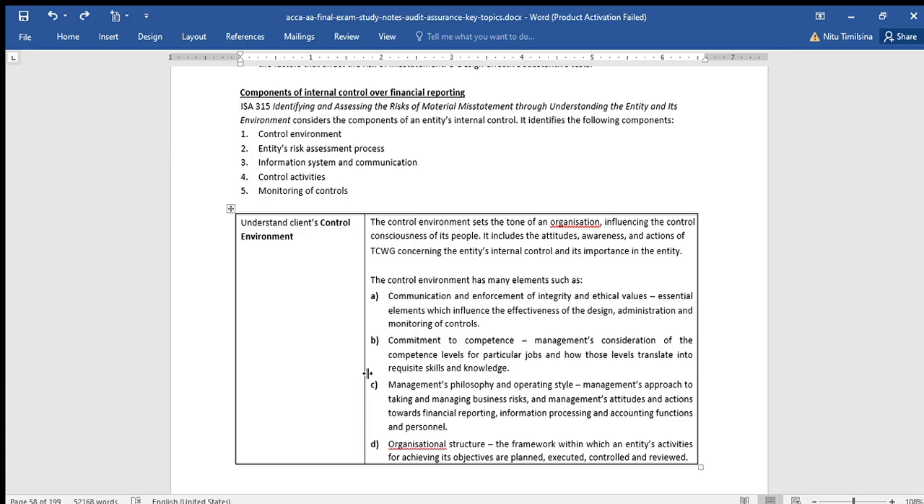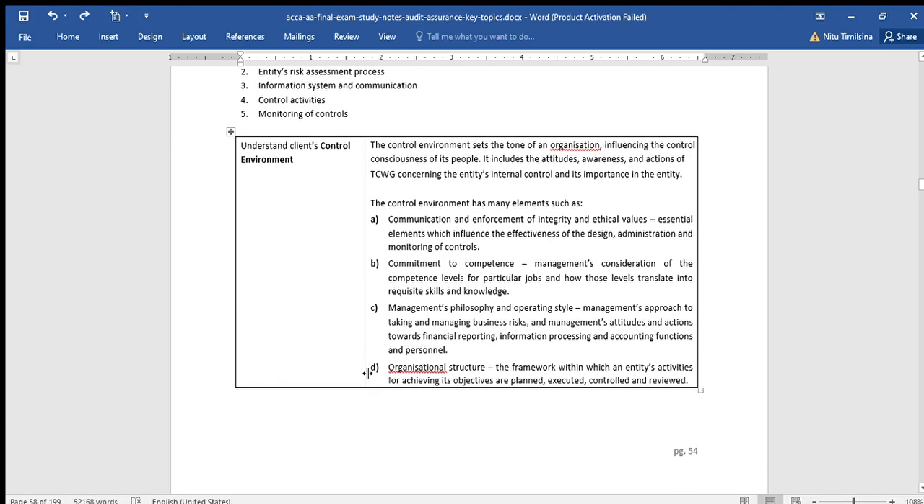So it means ethics and honesty. B number, commitment to competence. Management consideration of competence level for particular job. How those levels translate into requisite skills and knowledge. So it is competence of employees, whether employees are competent or not.